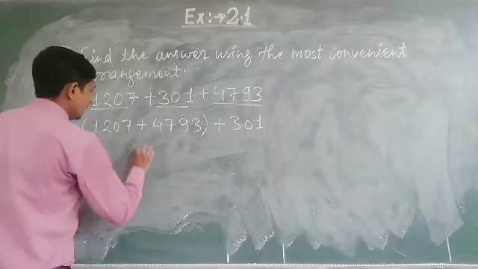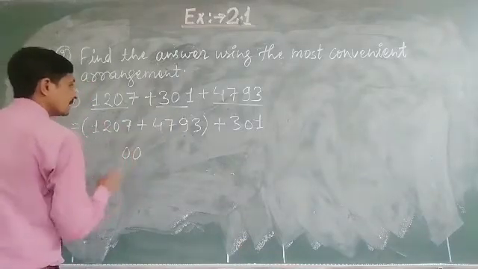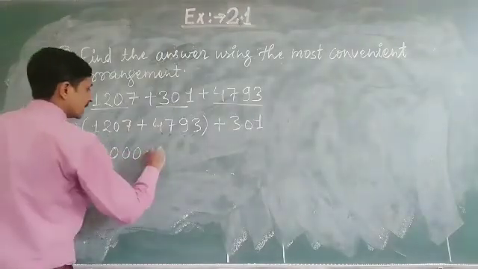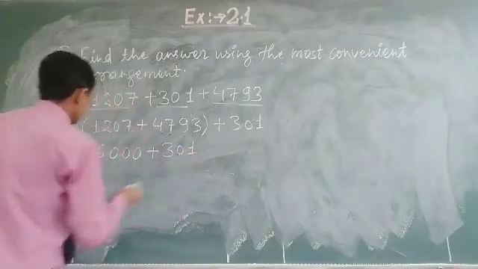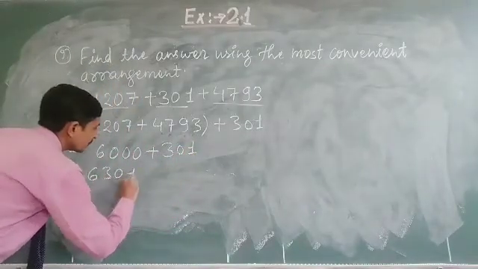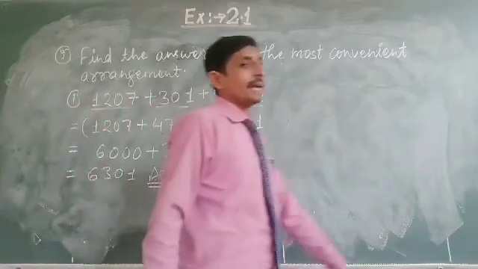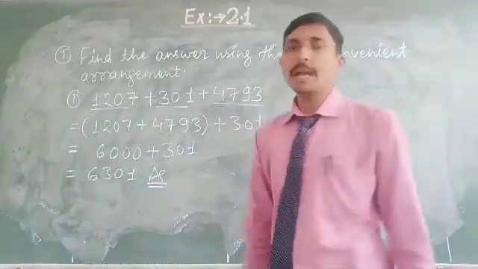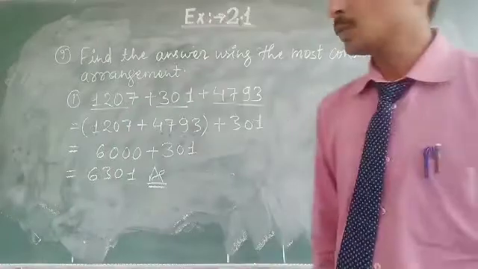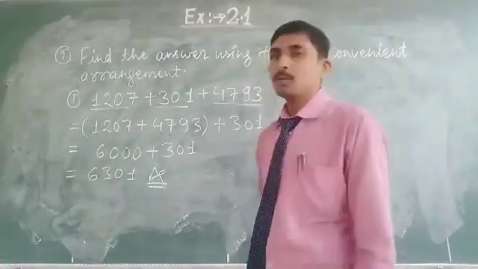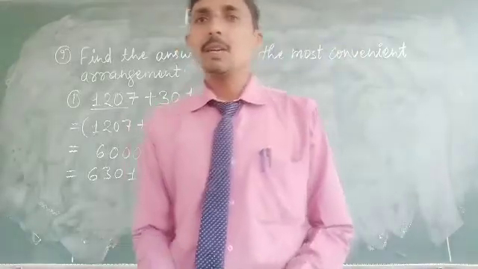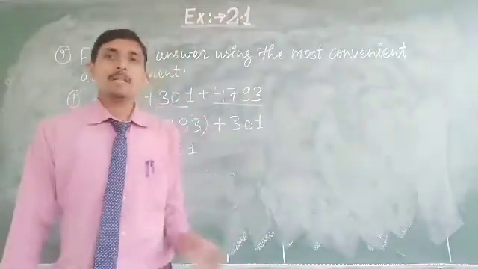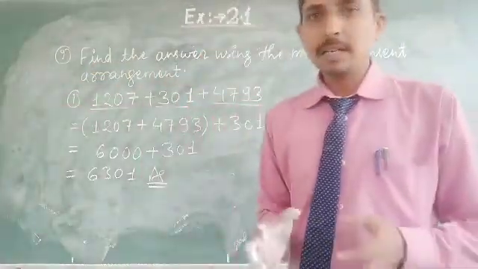Now 7 plus 3, 10. 1 is carried, 9 plus 1, 10. Again 7 plus 2, 9 plus 1, 10. 4 plus 1, 5 plus 1, 6. So 6000 plus 301, and our answer is 6301. So in this way, by arranging the whole numbers in the most convenient manner, we can find the answers easily. You can complete question number 2 of question number 9 also by arranging it in the most convenient way. I hope all the questions explained here and solved are clear to you all.